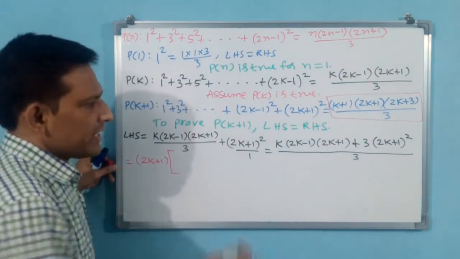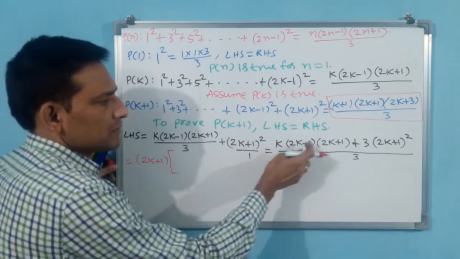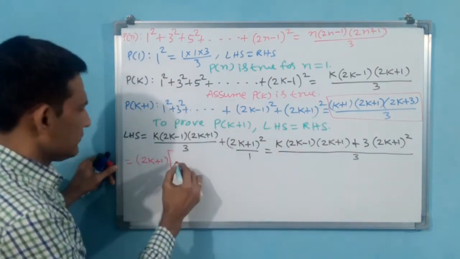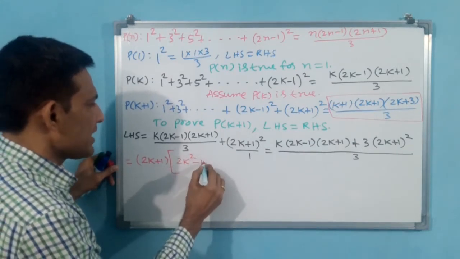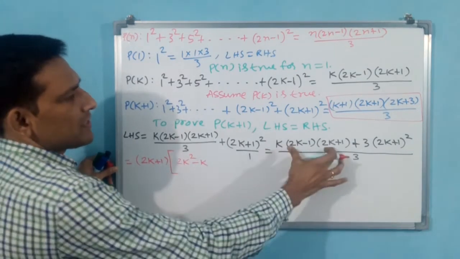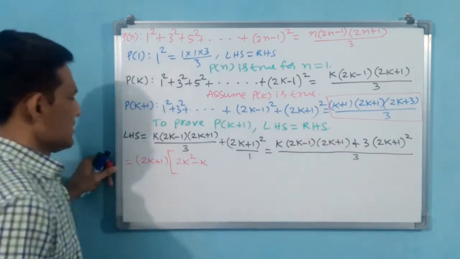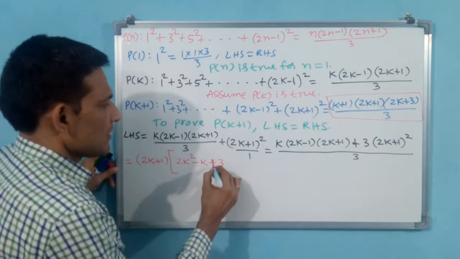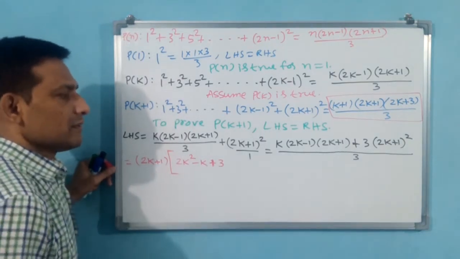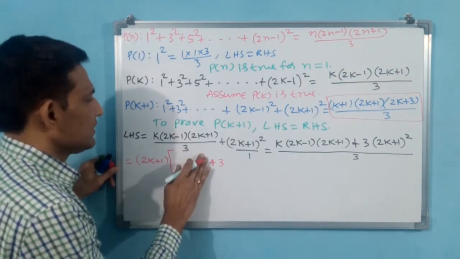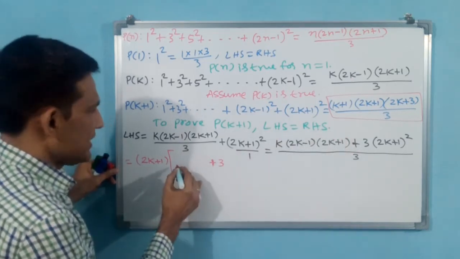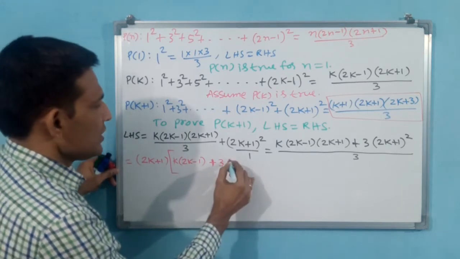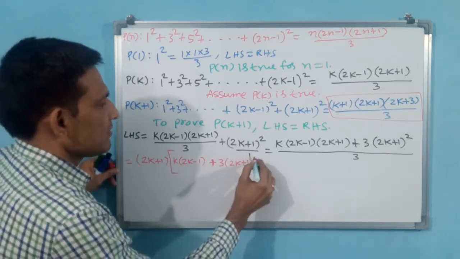See, shall I write one more step or shall I directly send it inside? 2k square minus k will come. Okay, 2k square minus k. This side plus this side. That side plus 3 into here. So why should we write further anyway? K into 2k minus 1 I am writing. 3 into 2k plus 1 also I am writing.